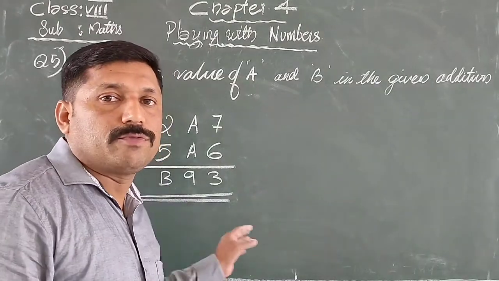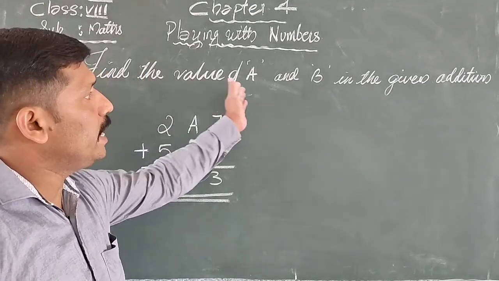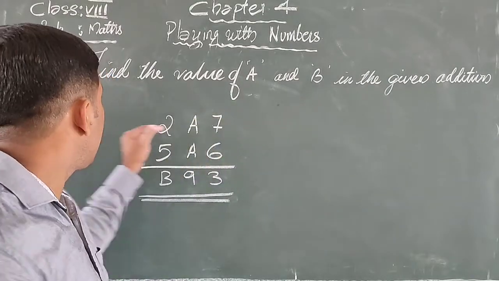Next, question number 5. The question is, find the value of A and B in the given addition sum.